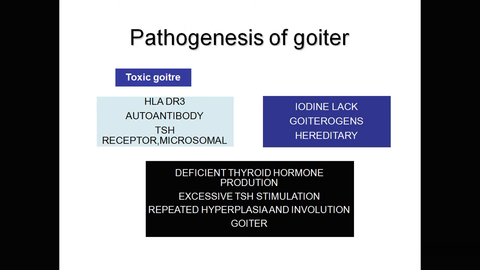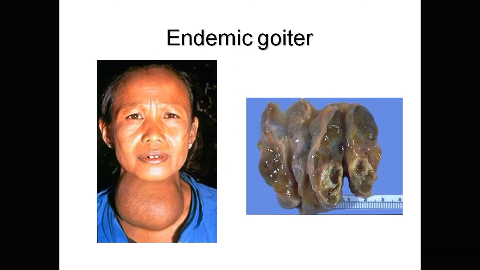Now we come to the goiter. Goiter is divided into two forms, simple goiter and multinodular goiter. Generally, goiter is due to lack of iodine, some goitrogen substance, or some hereditary abnormality that leads to the development of goiter. So there is deficient thyroid hormone production, with decreased T3 and T4 levels and excessive TSH stimulation. The increased TSH level and repeated excessive TSH stimulation lead to repeated hyperplasia and involution of the thyroid gland, which leads to goiter.